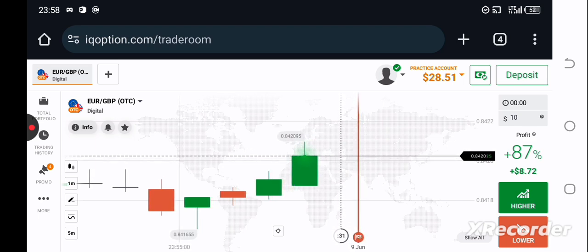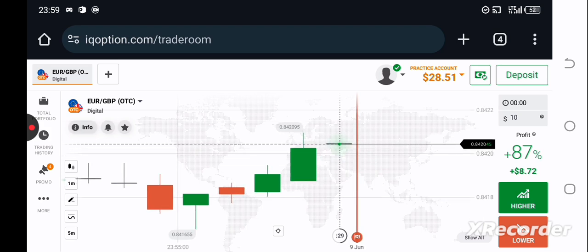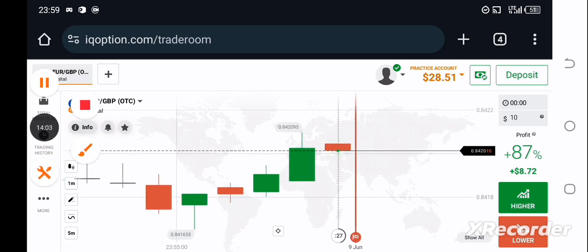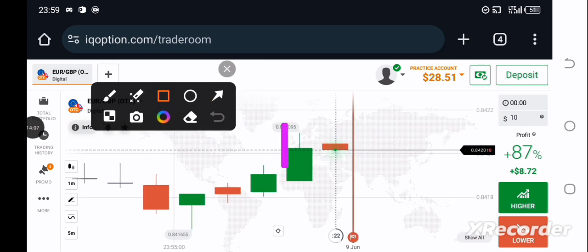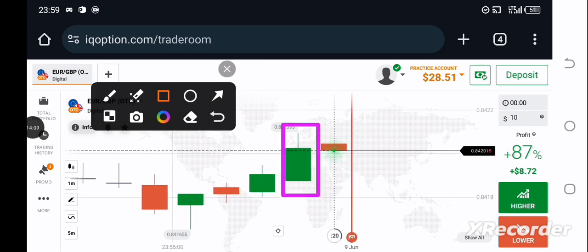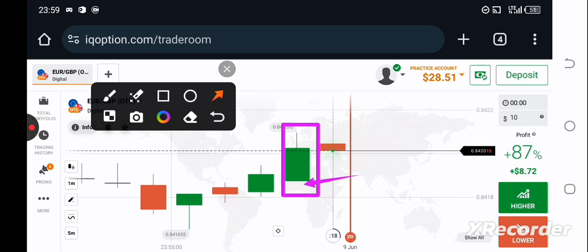You can see it leaves a wick. So now let's use it as an example. After 1 minute is done, now look at the candle. Look at this candle that just finished. It opened at this particular area.